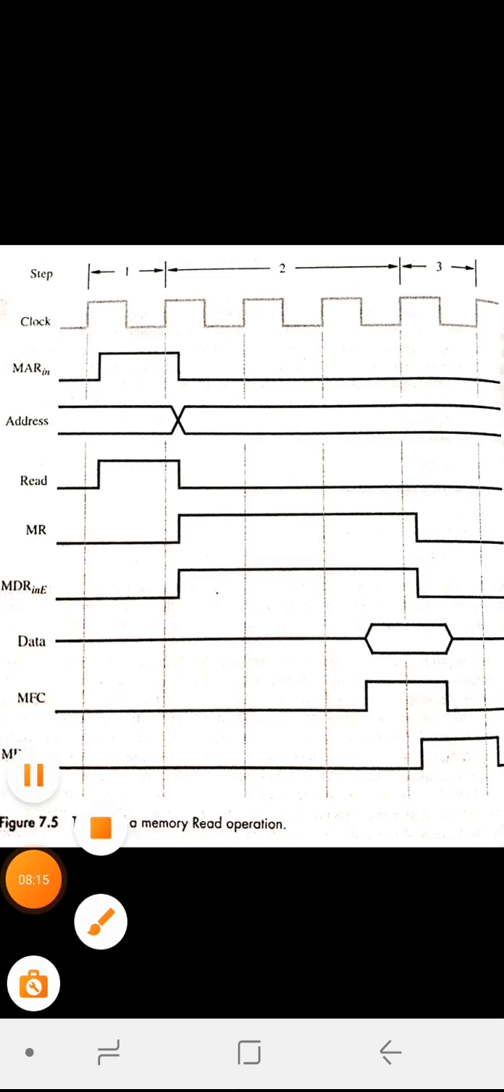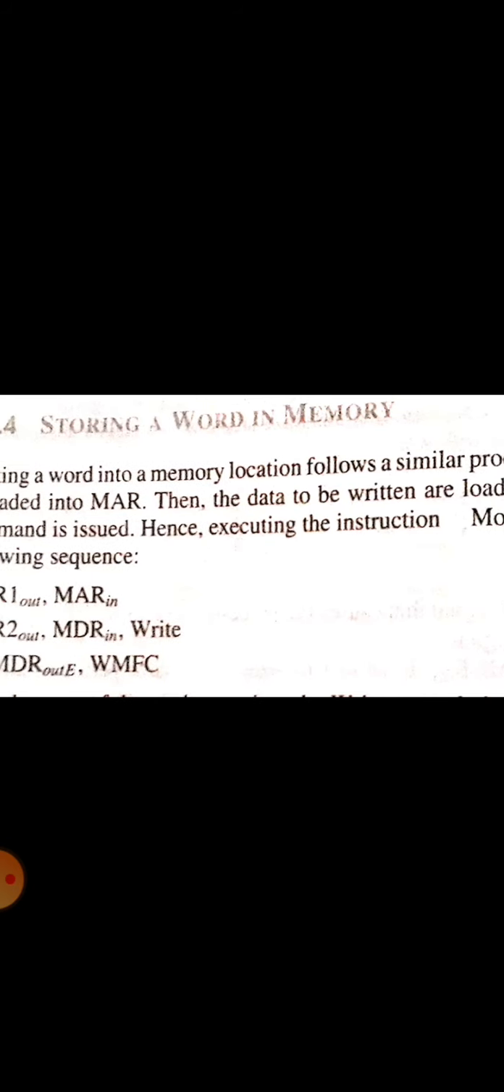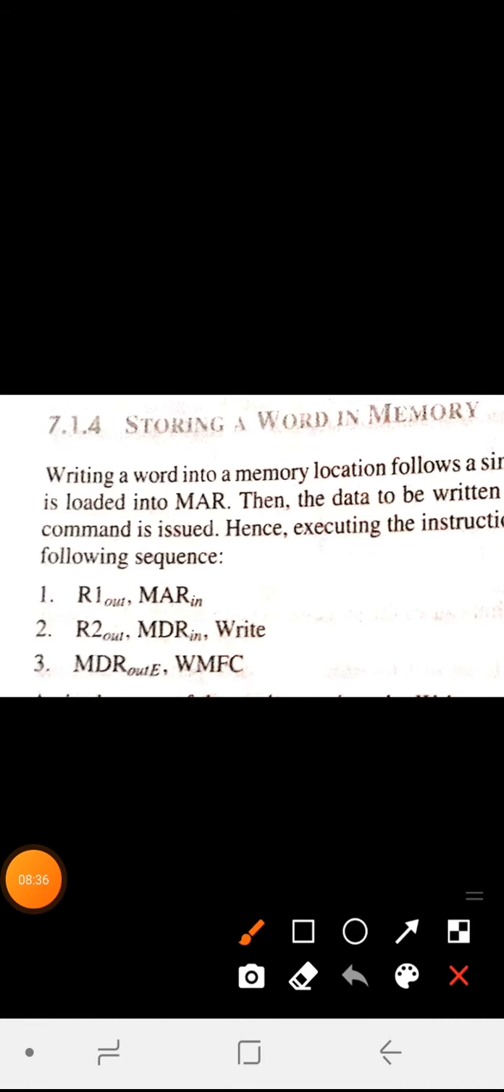Similarly, you can go with storage, that is writing the information into the memory location. The example what we have taken is, we are moving the content which is present in R2 to the location which is pointed by R1. So instead of reading, you are writing now. That is why the same kind of signals you can activate. That is, first you need the address of R1, and to store that you need a memory address register. That is what we have shown here.